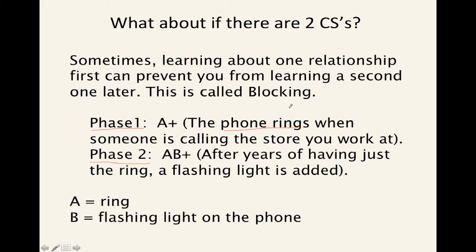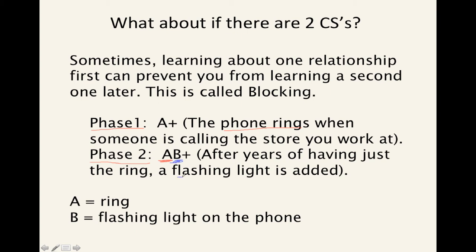It might be a customer calling. It might be someone from another store calling to see if you have some inventory or to ask a question. So it might be a customer or a fellow employee at another store. Now what happens in phase 2 is that a new stimulus is added. A is the phone ringing. B, we're going to see, is a different stimulus.